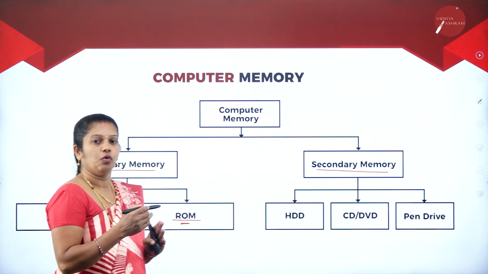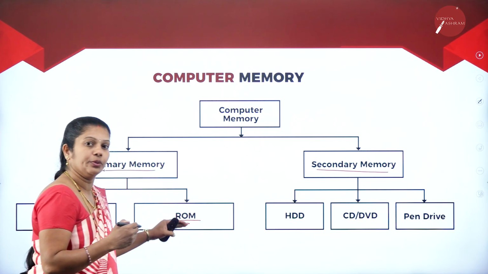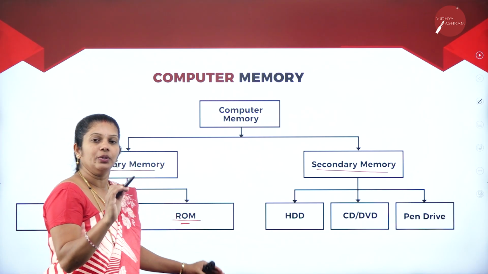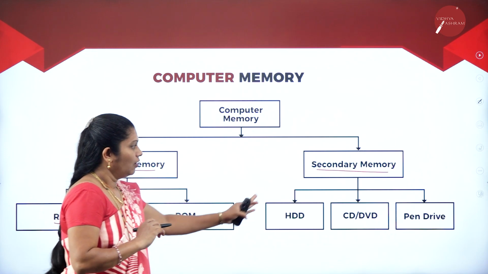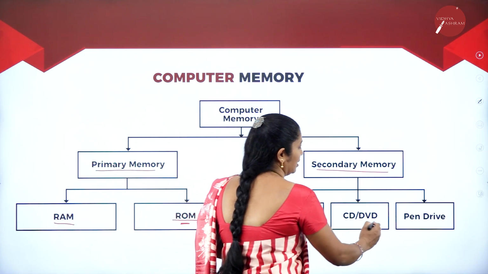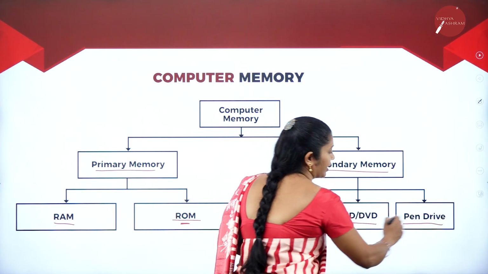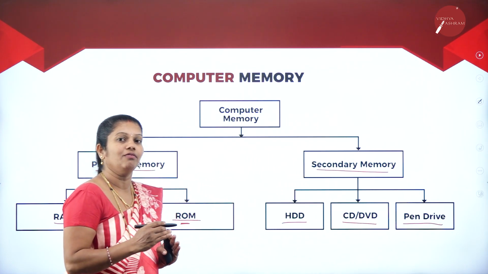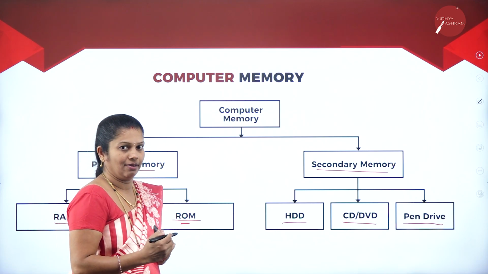How many times we want, that many times we are able to read from it, but we are not able to write any data. When we come to secondary storage devices, we have hard disk, CD, DVD, pen drive, floppy disk, all are examples of secondary storage devices.